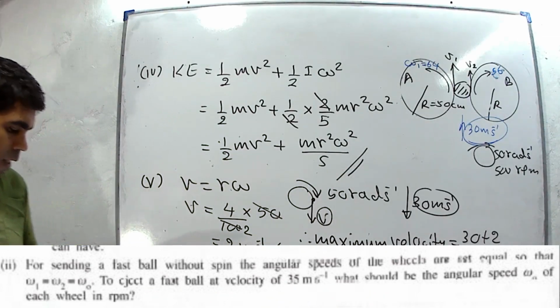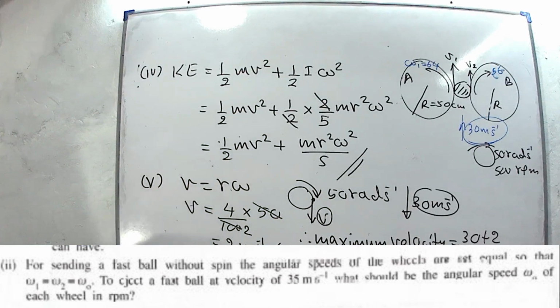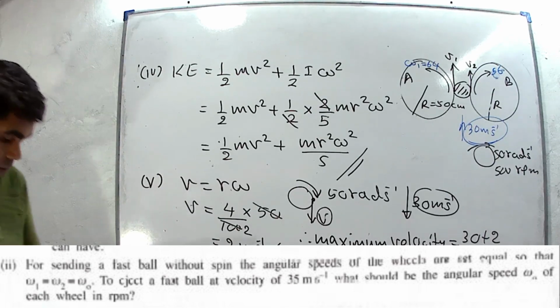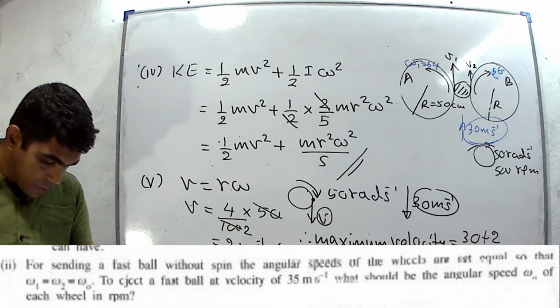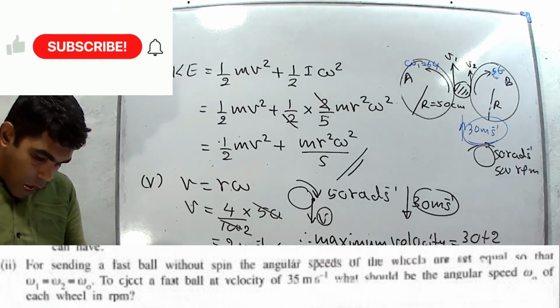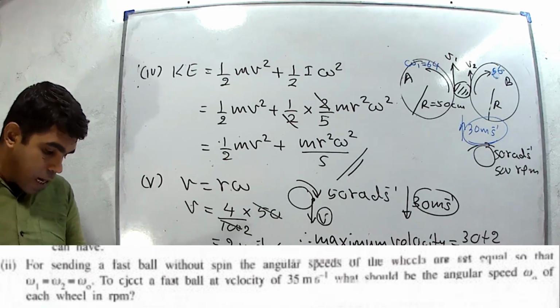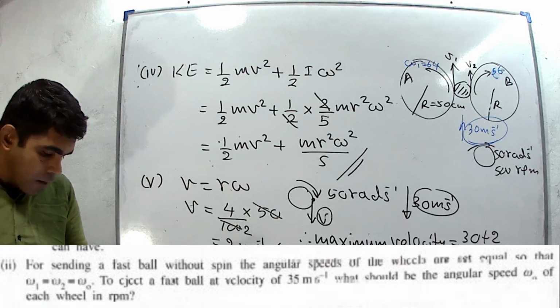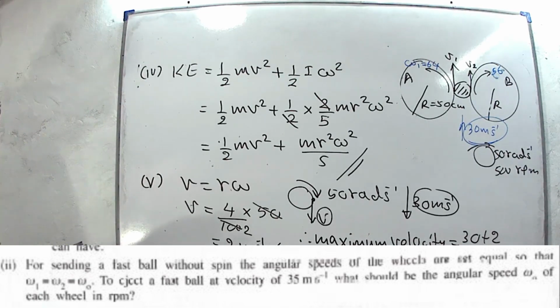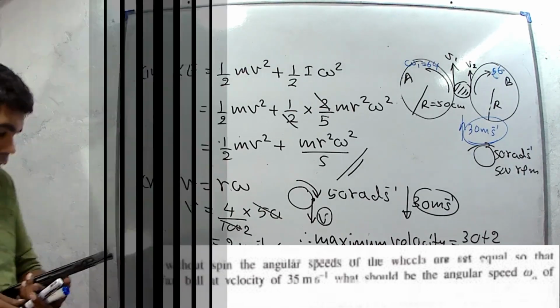We have discussed 5 parts for part 1 of B. Now there is another part, part 2 of B. For sending a fast ball without a spin, the angular speeds of the wheels are set equal so that omega 1 equals omega 2 equals omega naught. To eject a fast ball with a velocity of 35 meters per second, what should be the angular speed omega naught of each wheel in RPM?